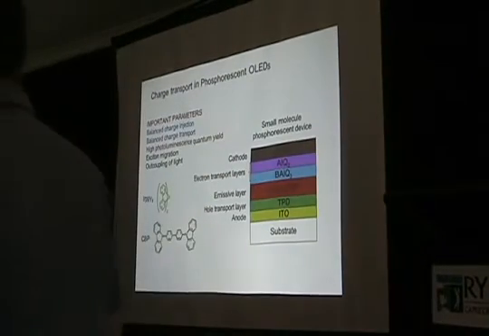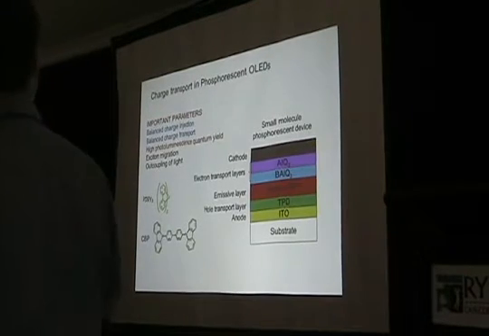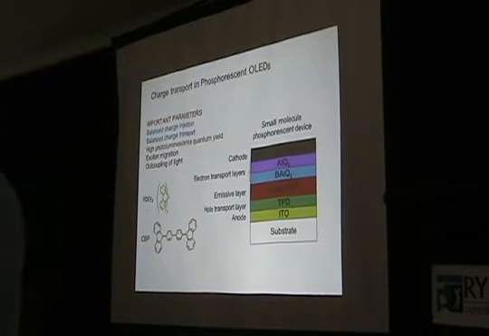So in our work, what we've tried to do is say, well, how else can we control those intermolecular interactions that govern our charge transport and light emission, and that's where we get to the dendritic architectures.